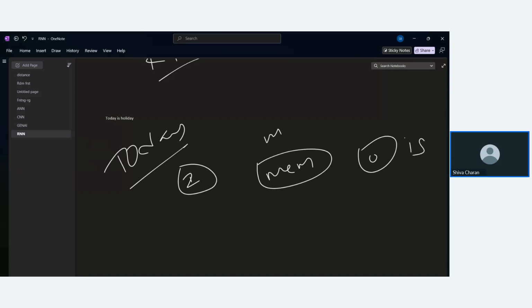And what should be the second input? Second input is "is", and it should predict "holiday". Correct. So we got the sentence "today is holiday". This is how the process is happening. That's it.